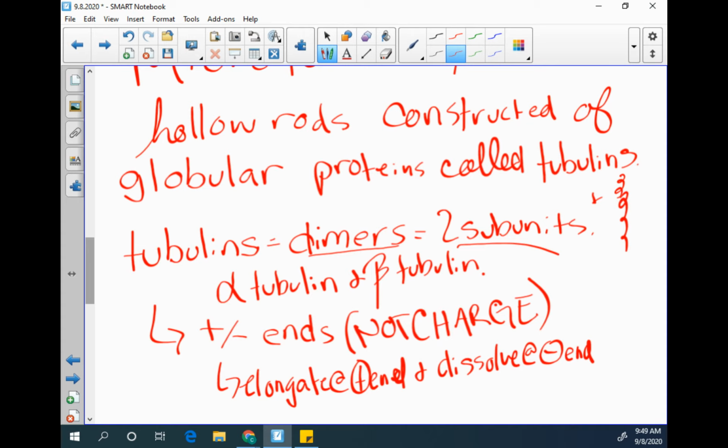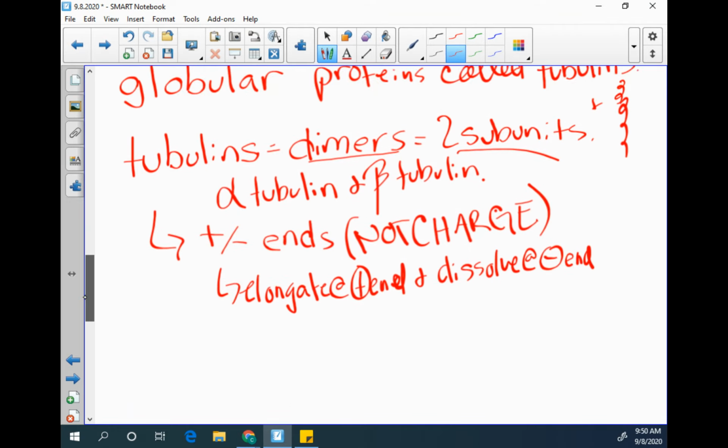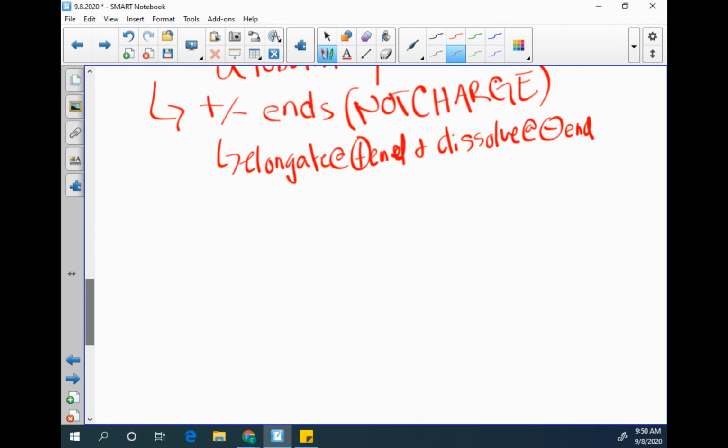Hemoglobin is another example. So hemoglobin is made up of two subunits. They are called alpha hemoglobin and beta hemoglobin. Just helps us figure it out a little bit better than if it were A and B tubulin.